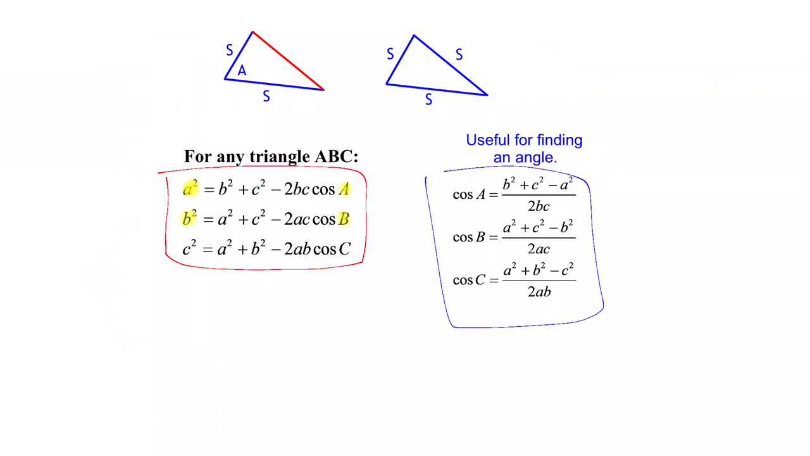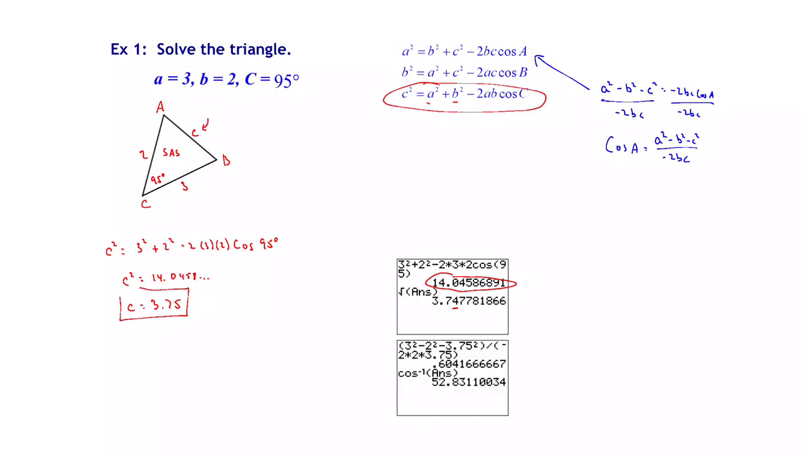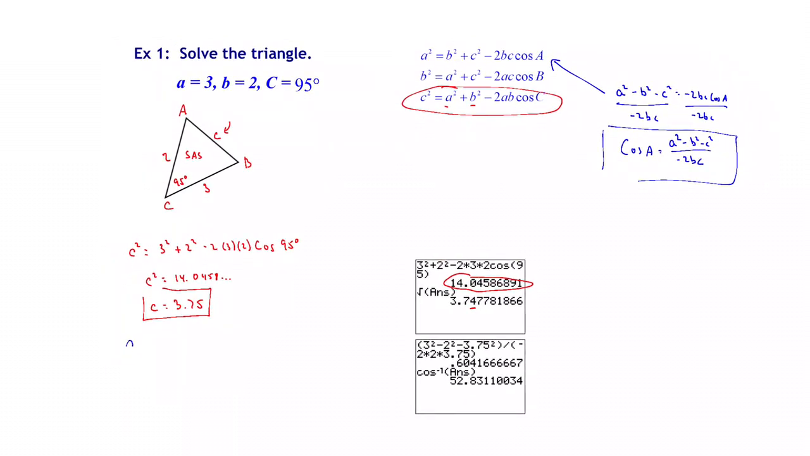I feel like you're just going to memorize more formulas, where in reality you can create that formula again just by solving for cosine of A. So now we know that cosine of A is equal to A squared, which we know is 3, so that's 3 squared, minus B squared, which is 2, so minus 2 squared, minus C squared, and we'll have to approximate that one at 3.75 squared, divided by negative 2 times B, which is 2, times C, which we found to be 3.75.